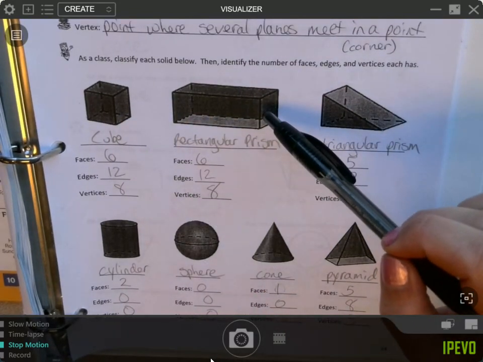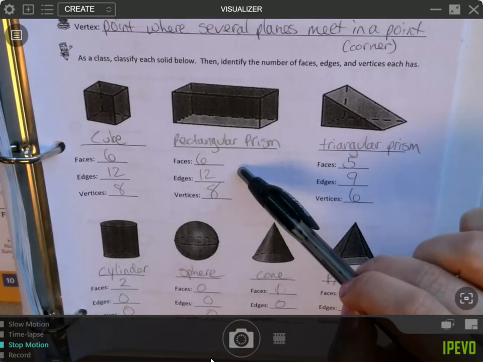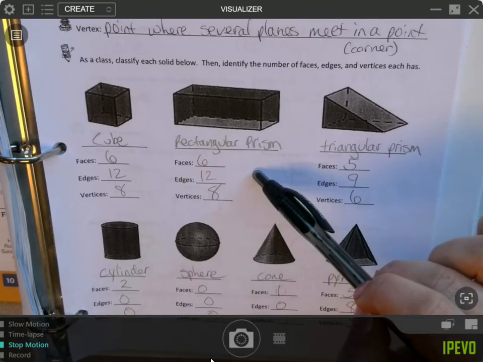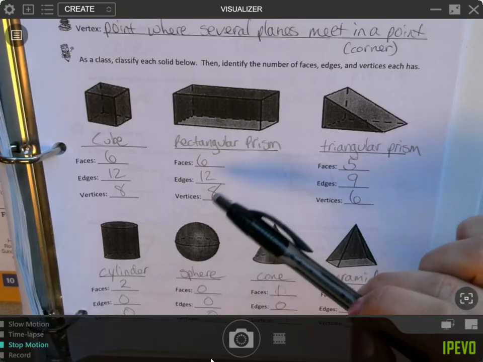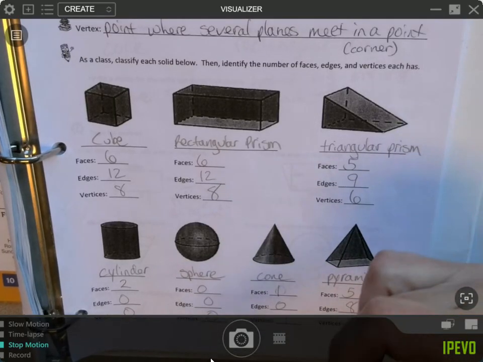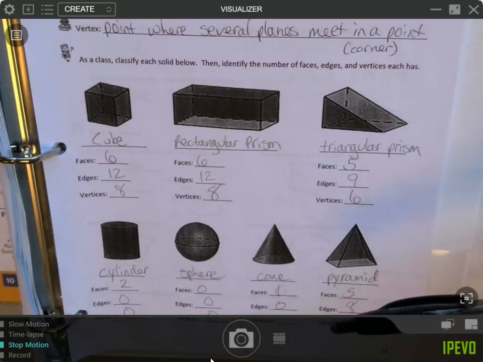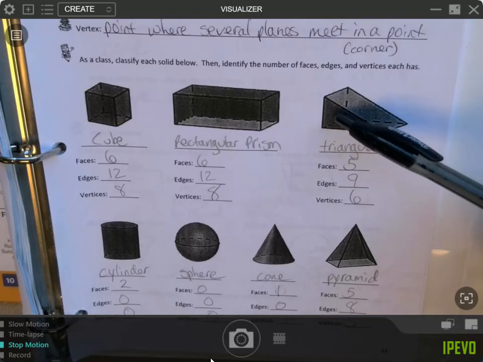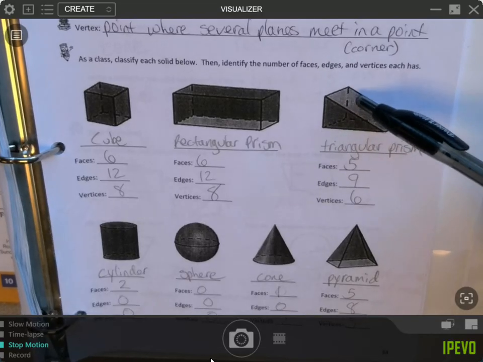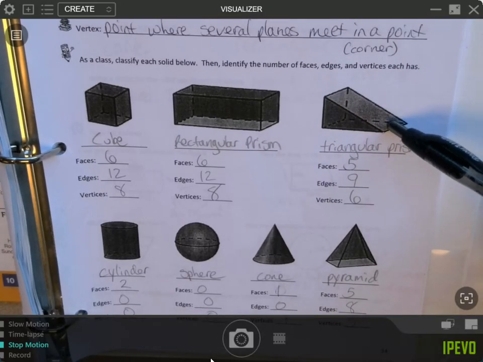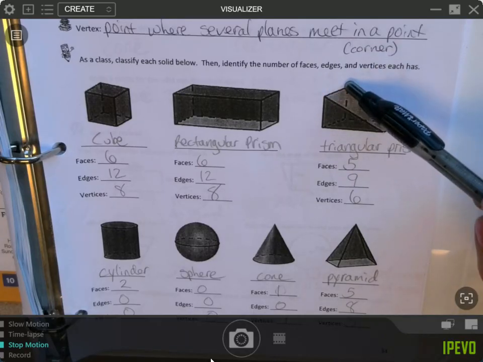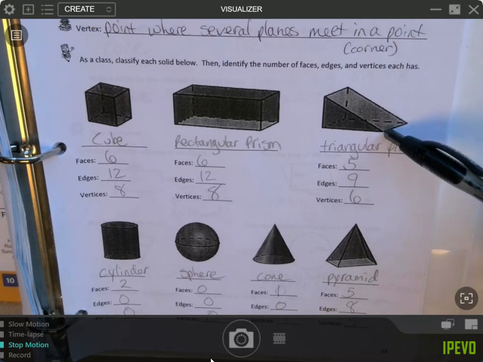Our rectangular prism and our cubes are the same. That cube is just, the dimensions are all the exact same size. Like a square is a rectangle. Everything is the same about it except they're identical sides. Triangular prism has the triangles, so it has less faces, less sides to it. You need to know that those edges are the straight lines. Vertices are our corners.